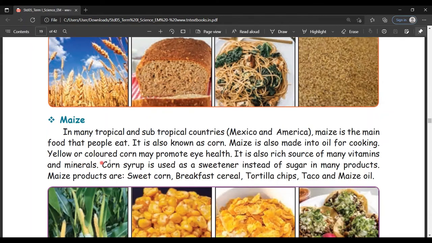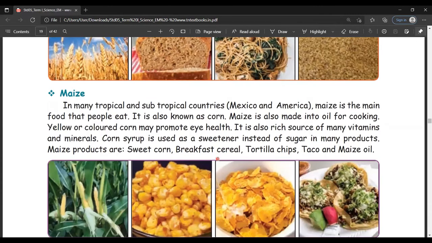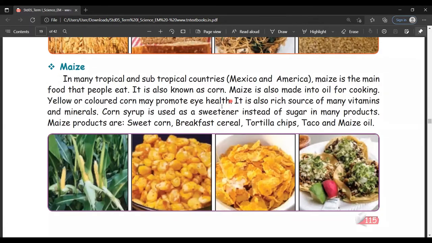Yellow or colored corn may promote eye health. It is very healthy food. It promotes eye health. It is also a rich source of many vitamins and minerals.